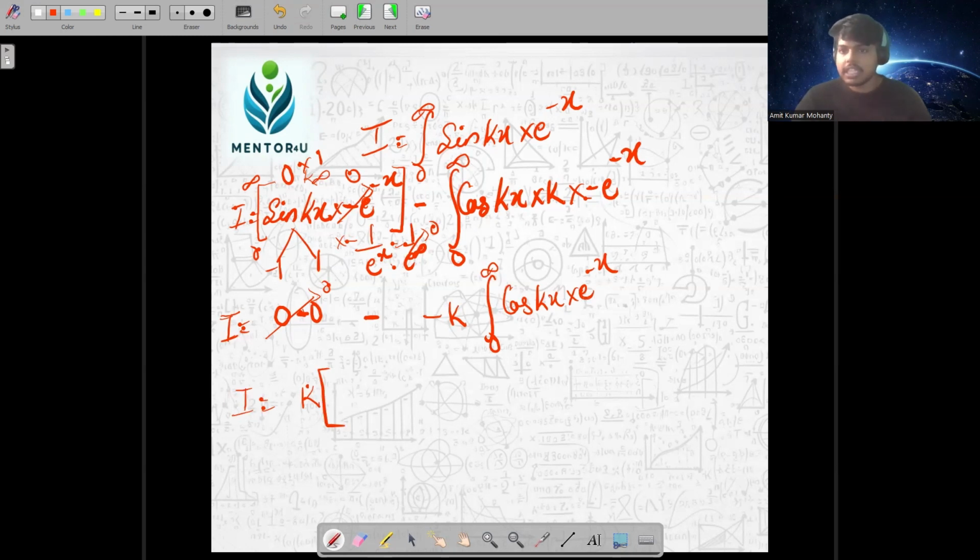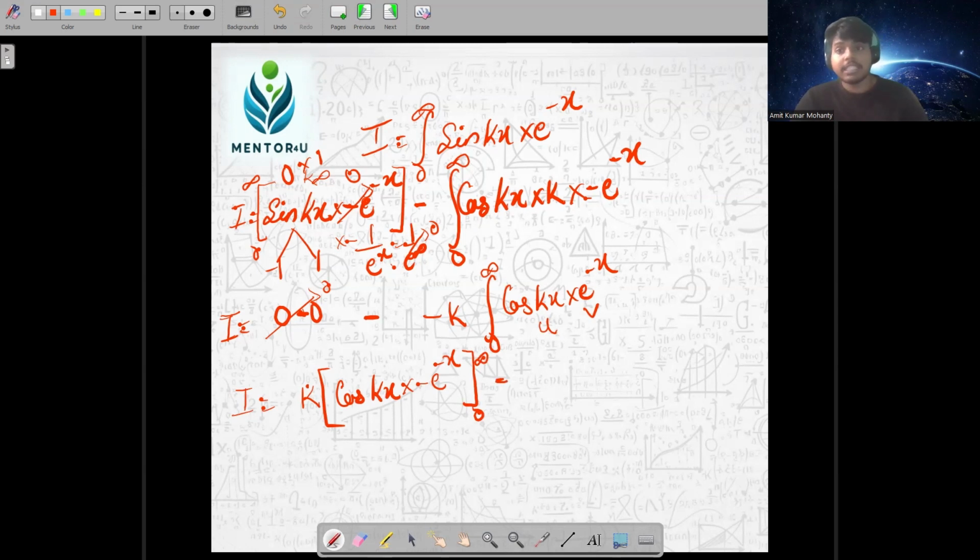With the same previous logic as before, this is also a trigonometric and exponential product. So this one will be u and this one will be v. So what is the rule of integration by parts? First into integration of second. Integration of second, e to the power minus x, is minus e to the power minus x. Clear? So first into integration of second, and apply the limits here, minus differentiation of first.